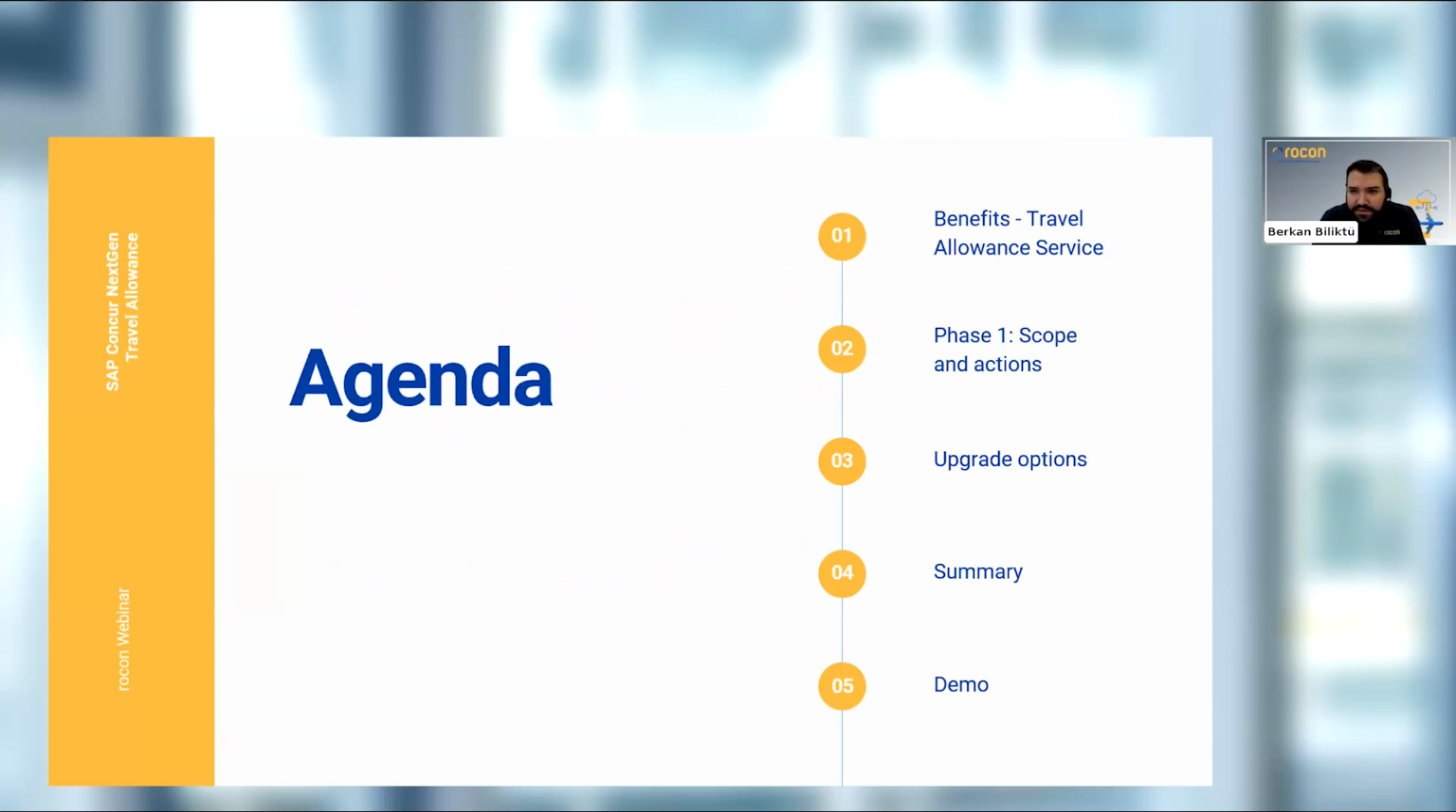The agenda is as follows. Firstly, we will have a look into the benefits of the travel allowance service. Then we will have a look into the scope and actions for phase one, in which we currently are. Then we will show you the different upgrade options which you have available. Then we will have a quick summary of the topics, and then we will switch into a demo entity and have a look how the new travel allowance works, and where we have eliminated a lot of obstacles for the end users. So let's jump right into it.